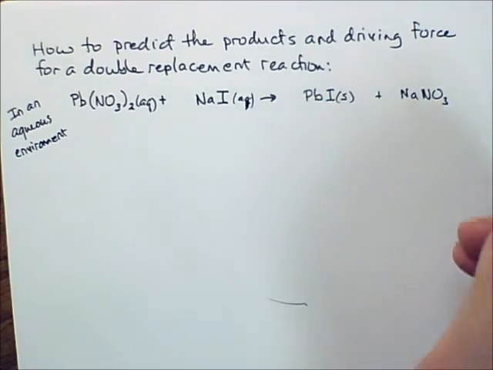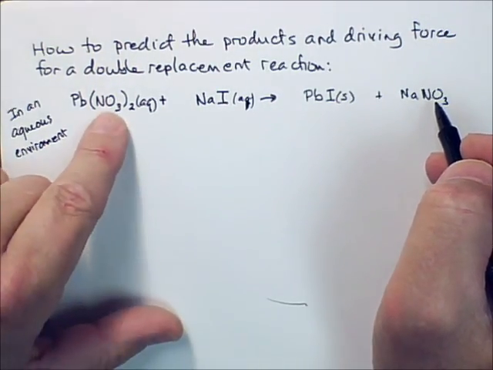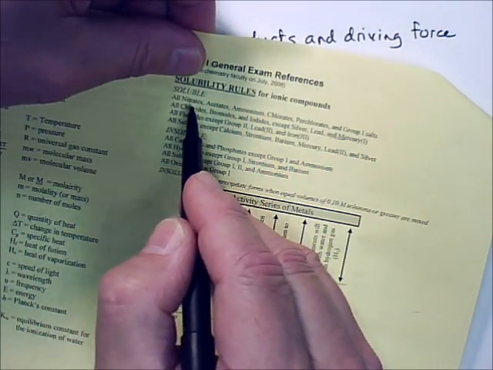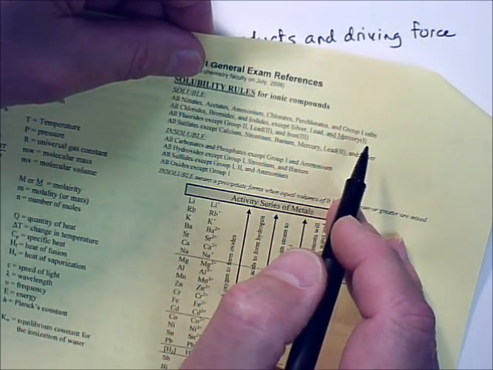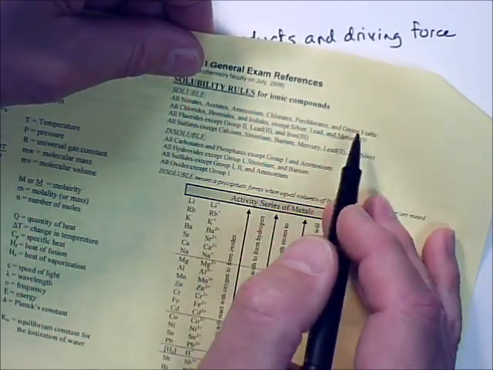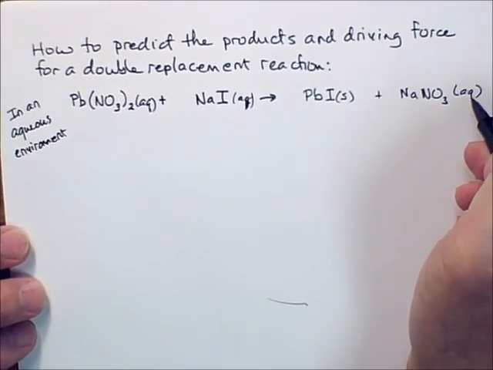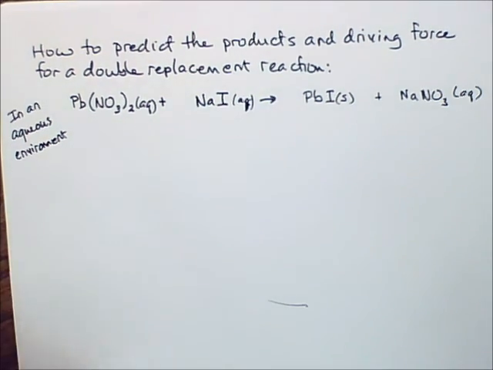All right? Over here, nitrates, we said all nitrates a moment ago. In the very first rule, all nitrates are soluble. And if you read the rule carefully, please take the time to read the rule. There are no exceptions, so this must be aqueous. All right, but we do have a driving force. If we have a driving force, the reaction occurs.